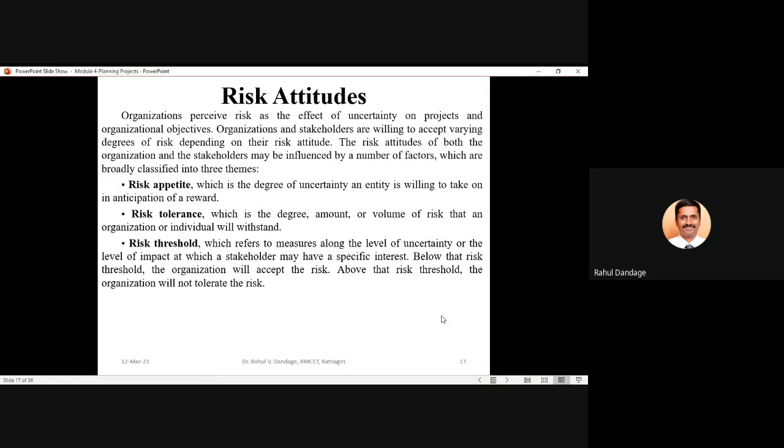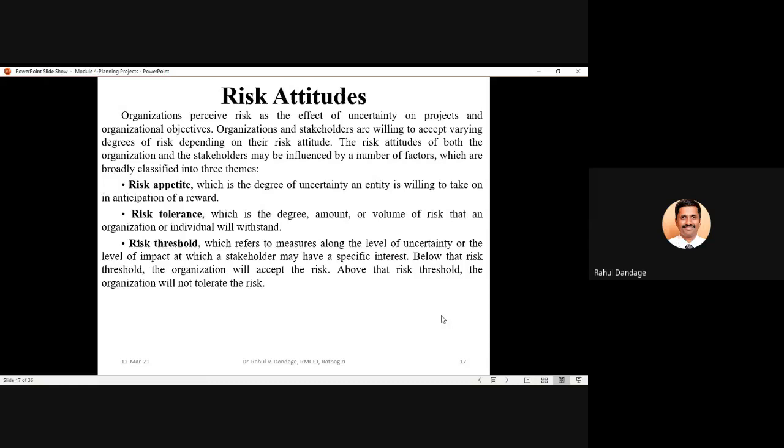Organizations perceive risk as the effect of uncertainty on project and organizational objectives. Organizations and stakeholders are willing to accept varying degrees of risk depending on their risk attitudes. The risk attitudes of both the organization and stakeholders may be influenced by a number of factors, which are broadly classified as risk appetite, risk tolerance, and risk threshold.